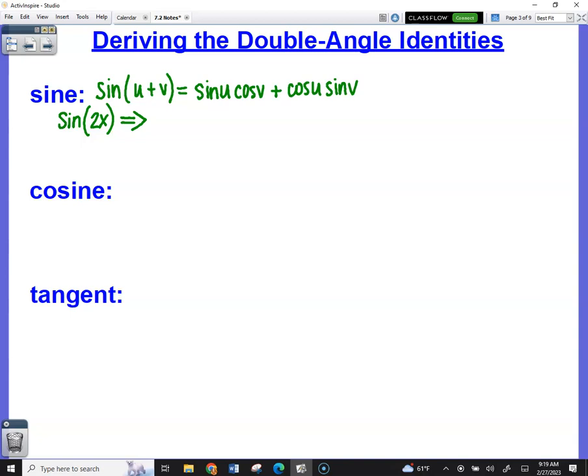So we're going to rewrite 2x as x plus x. Let's see where I'm going with this now.